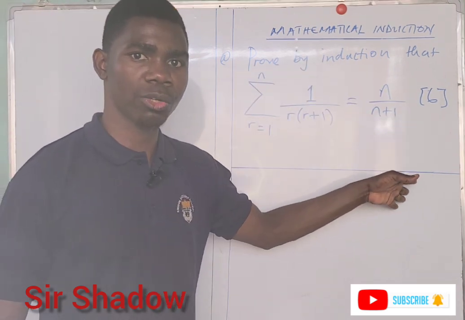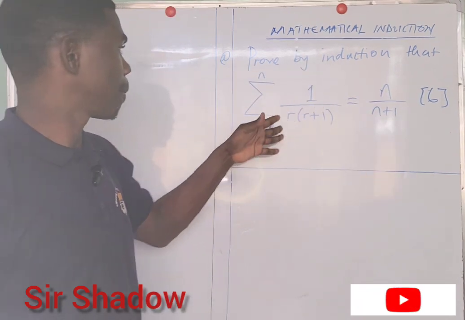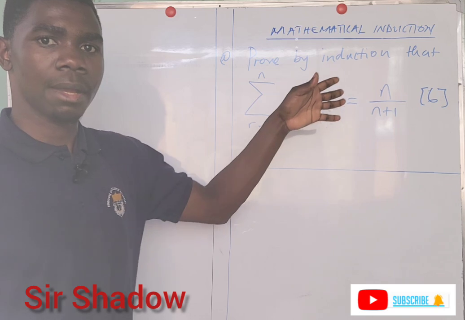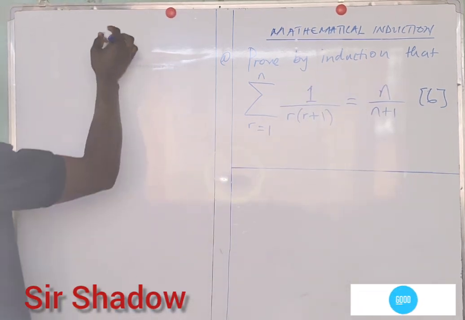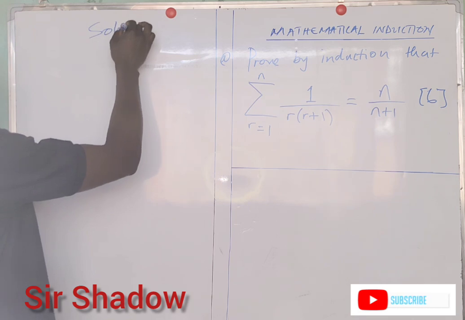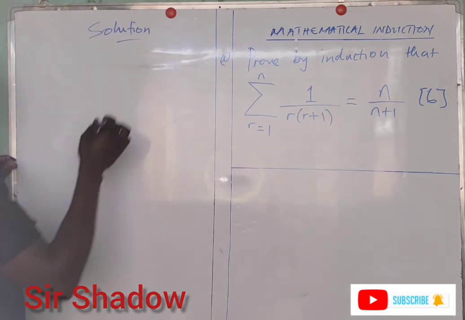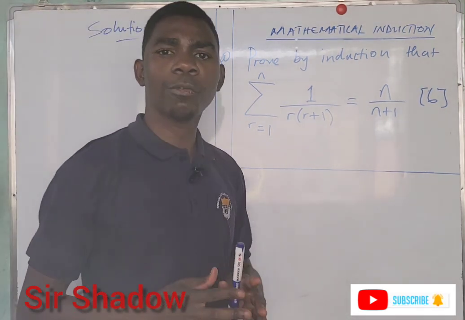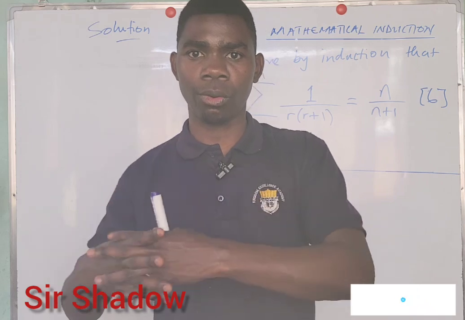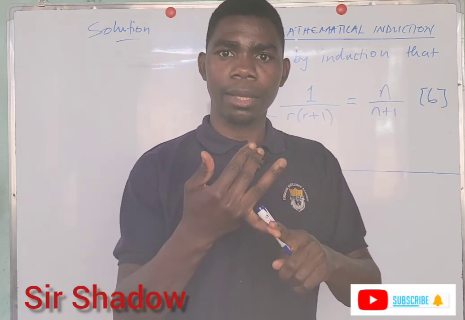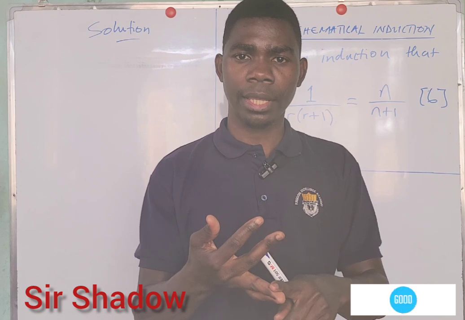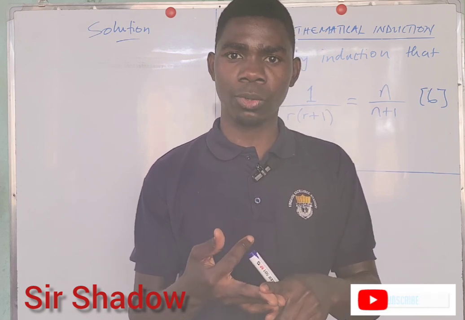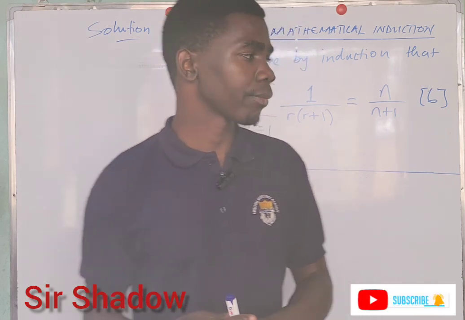Moving on to situation number 2, we want to see how to prove these summations by mathematical induction. What we are going to do is follow the 3 steps we used to follow. We have the first step, assume true for n is equal to 1, then assume true for n is equal to k, then assume true for n is equal to k plus 1, then move on to the proof stage.